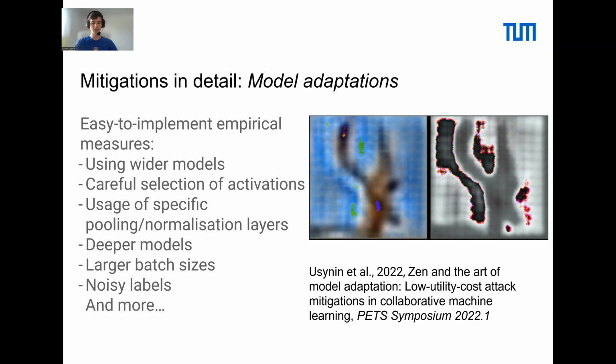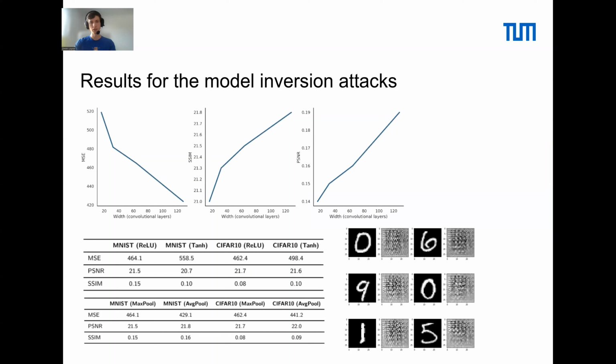The slight teaser is that they do work. If you look at the right hand side of the picture, the left hand side is the generative decoder attack on CIFAR-10 without adaptations, and the right hand side with adaptations. I'm going to briefly present some noteworthy results.